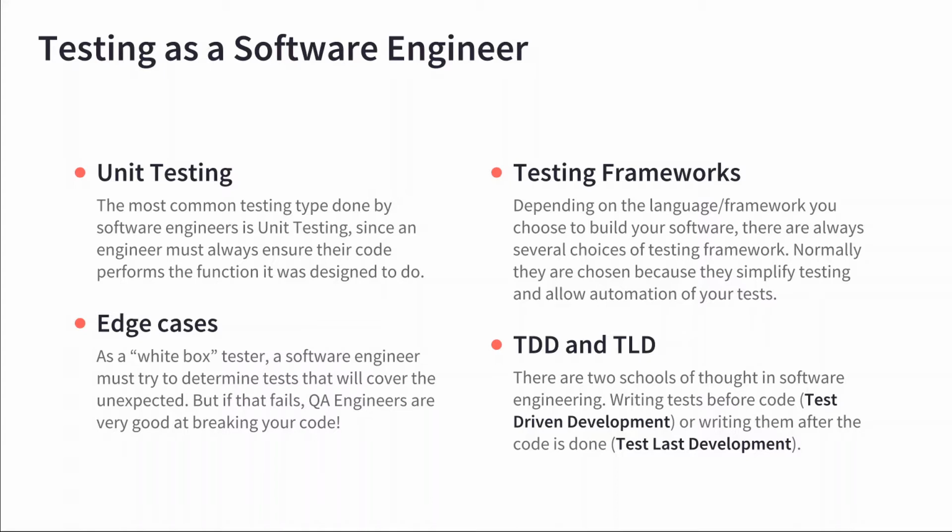And then finally, there's this division, or there's two camps, two schools of thought in development. One is the test-driven development, which means test first, and then the test last development, which obviously means test last. And the difference here is whether you write the tests before you write the code or after you write the code. And we're going to see the pros and cons of both of those in a second.